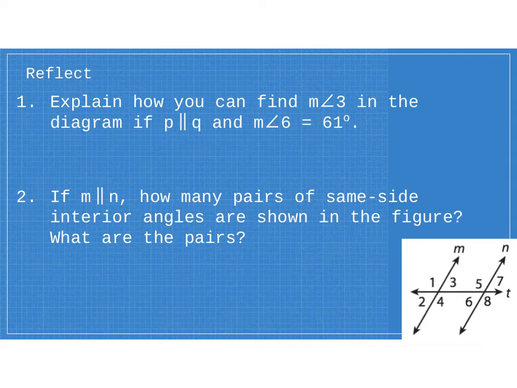Explain how you can find the measure of angle 3 in the diagram if P is parallel to Q and the measure of angle 6 equals 61. So that's looking back at the previous one. How can we do that? And then if M is parallel to N, how many pairs of same side interior angles are shown in the figure? And what are those pairs? So looking at this figure here, what are the same side interior angles?